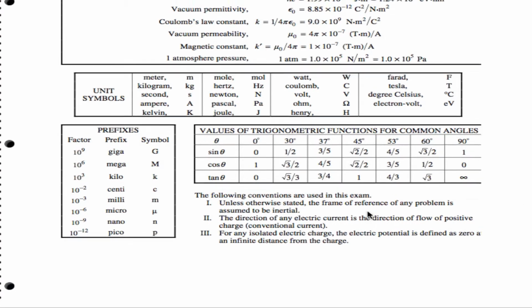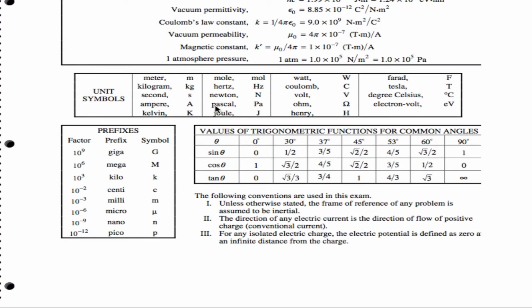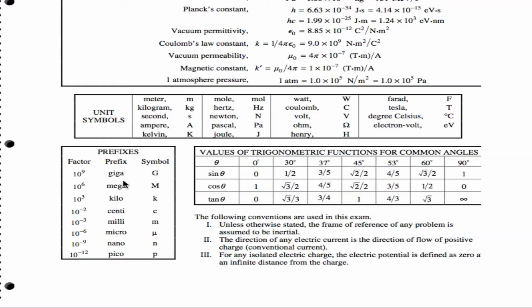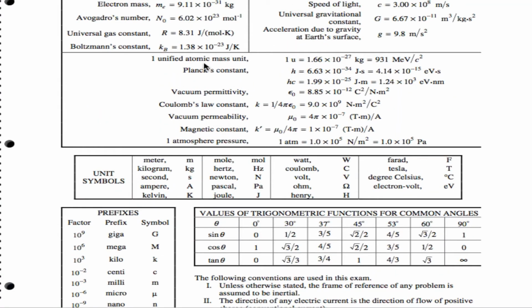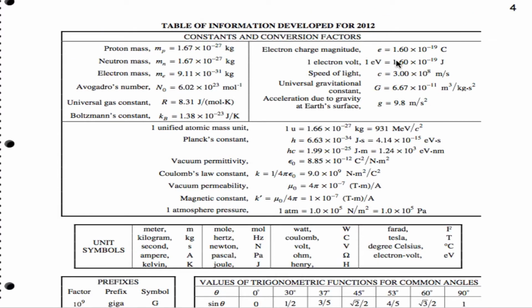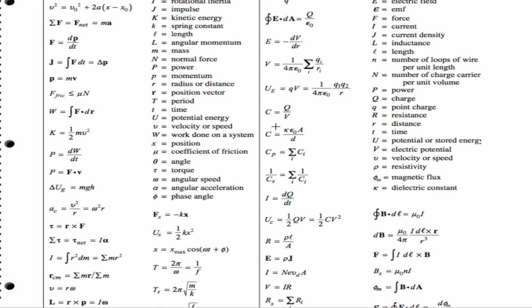There's some good information on here, like trig values, units, suffixes and prefixes, a couple of constants that we really don't use much in this branch of physics, and a few other things like gravity at Earth's surface and universal gravitational constant, which we'll use next semester. Just information that might be useful in miscellaneous problems.